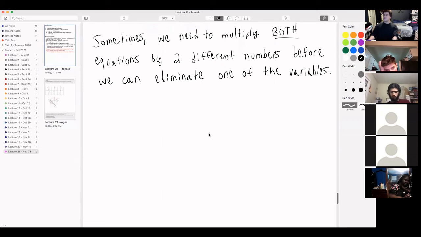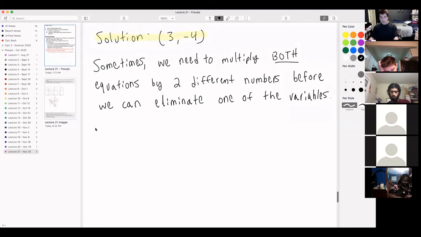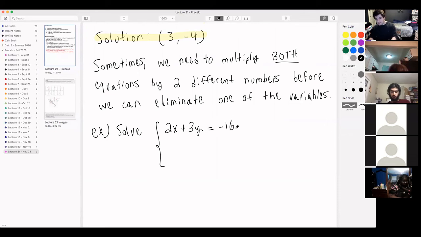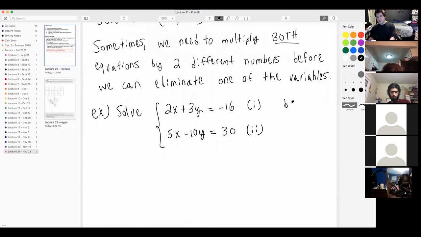Okay, here is such an example. So here we go. Solve this guy, right? Solve 2x plus 3y equals minus 16, 5x minus 10y equals 30. Again, I will call the top one 1, the bottom one 2, by elimination.